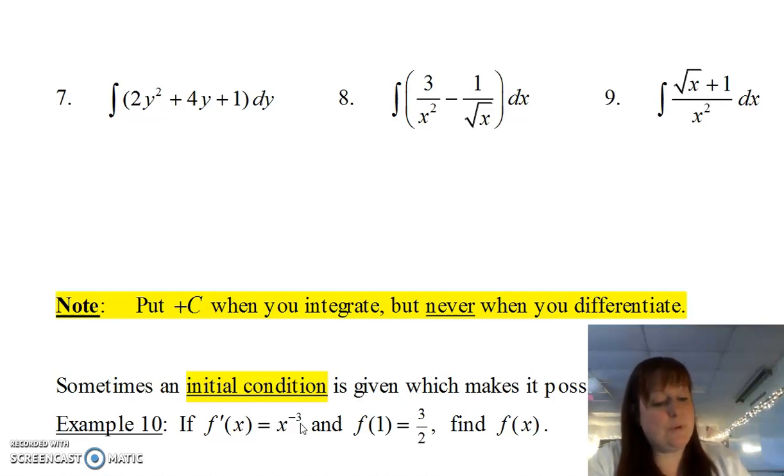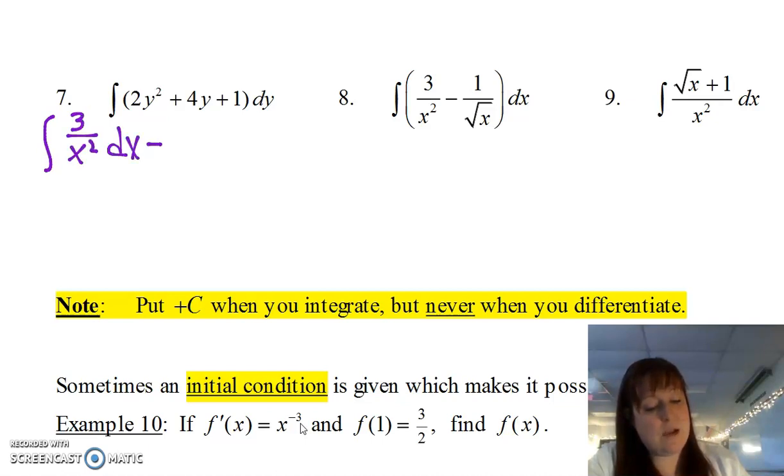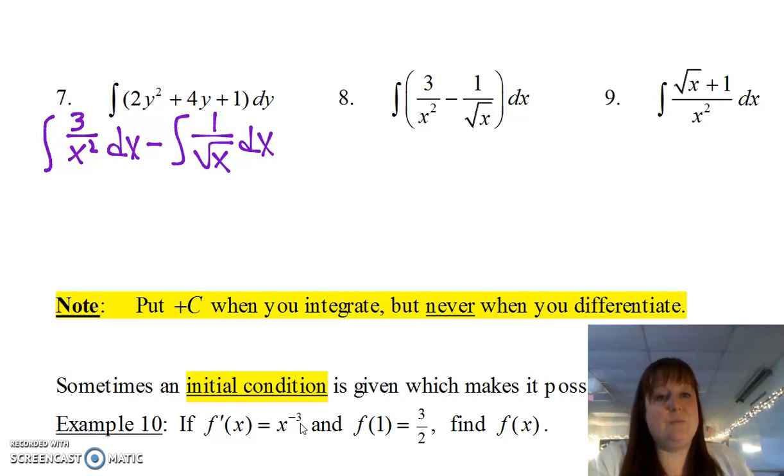Okay, so this is two separate integrals, right? The integral of 3 over x squared dx minus the integral of 1 over root x dx. So that's the first step, is we want to split anything that's adding and subtracting. And then we can look at this and we're like, we don't really know how to integrate that, but we could rewrite them as exponents. So let's rewrite this as the exponent.